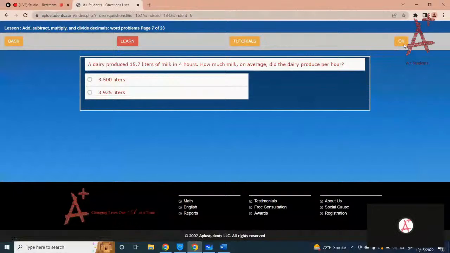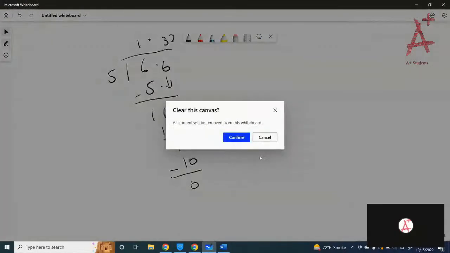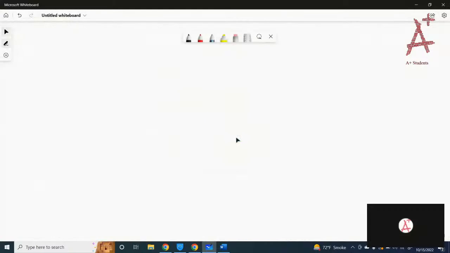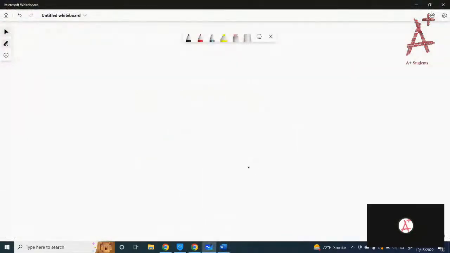A dairy produced 15.7 liters of milk in 4 hours. How much milk on average did the dairy produce per hour? So you have to do 15.7 divided by 4. Got it? 15.7 divided by 4. So you can go 4 times 3 is 12. 15 subtract 12 is 3. You have a decimal point over here, so put the point over here and bring the 7 down.